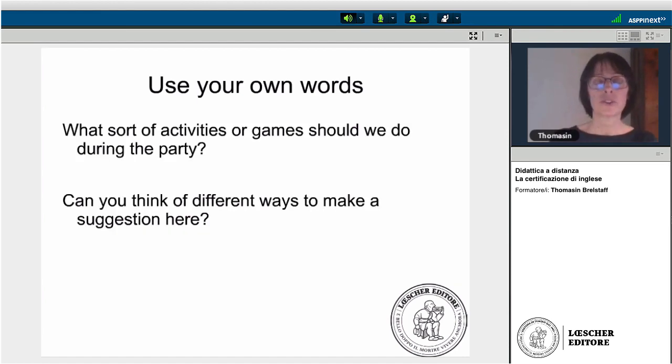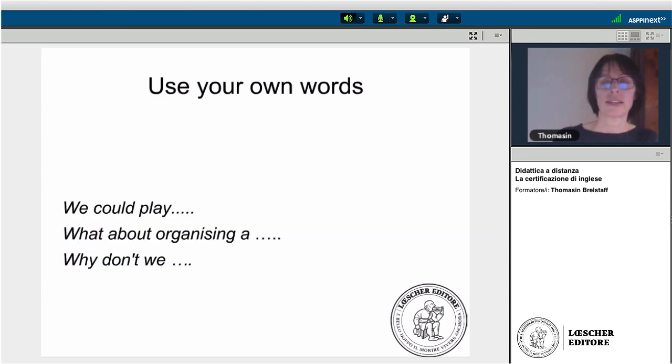In the third point, we have to make a suggestion for activities and games. Here we need expressions for making a suggestion. And some of you are already putting those in there. What about, why don't we, etc. So a couple I put here, we could play, what about organizing, why don't we? So this is the general idea here.